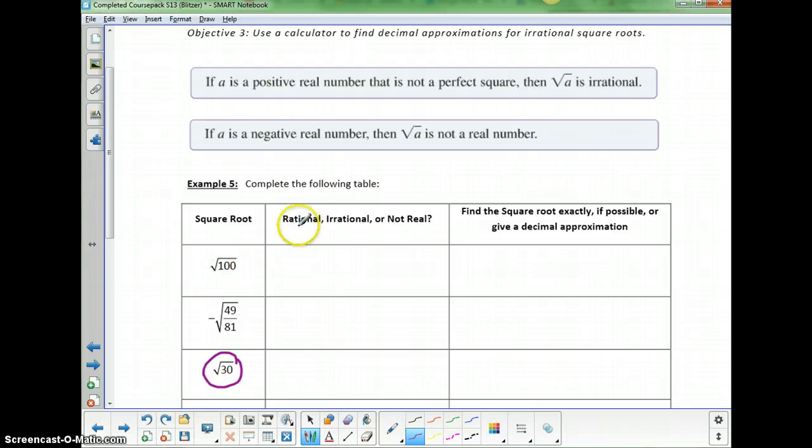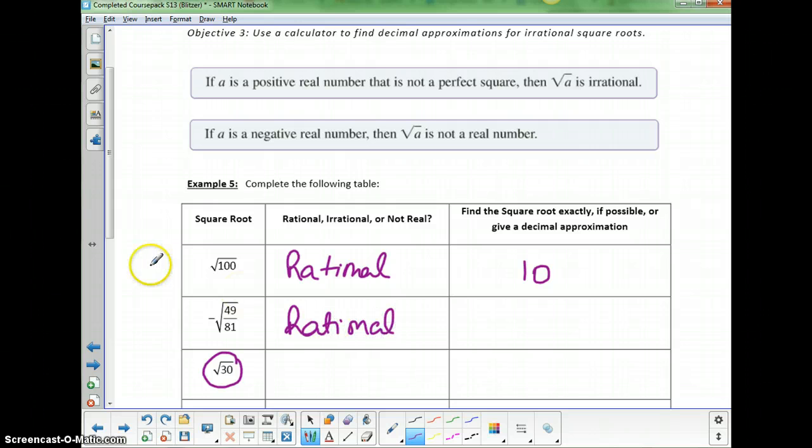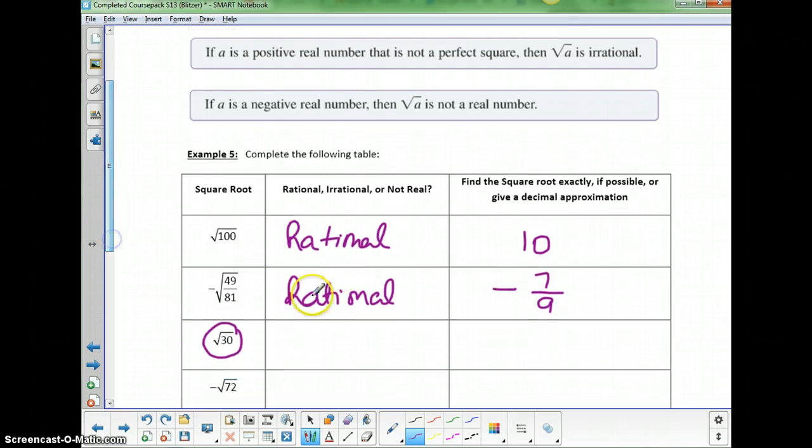The square root of 100 is rational because I know that it does come out to be a whole number. The square root of 100 is 10. Okay. The negative square root of 49 over 81 is also rational because it comes out to be a fraction of whole numbers. That's the negative square root, so it's going to be negative, the square root of 49 is 7 over the square root of 81 is 9. Okay. Now, the square root of 30, as I just mentioned, is going to be irrational.